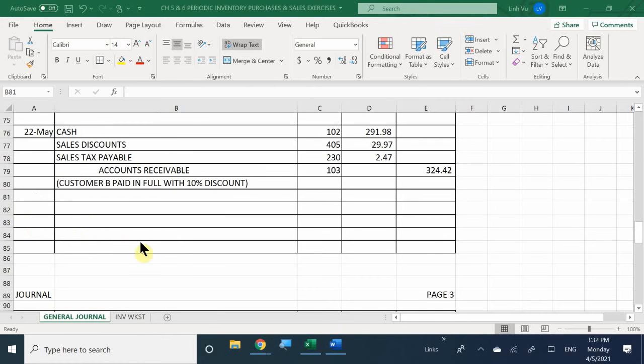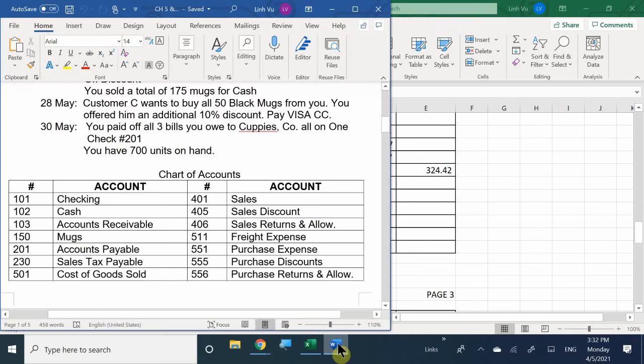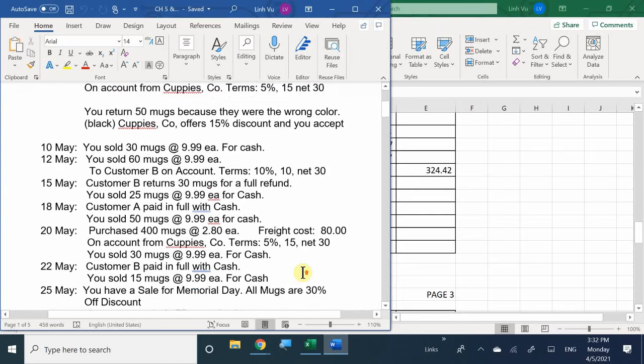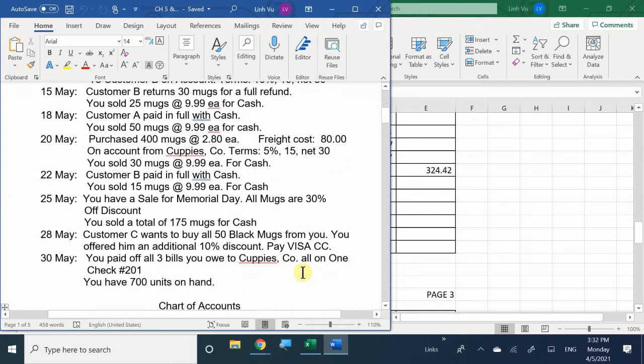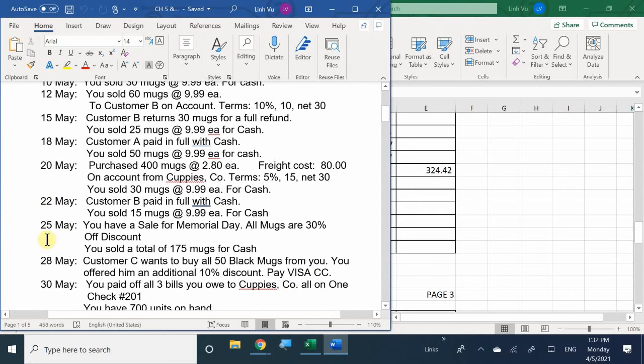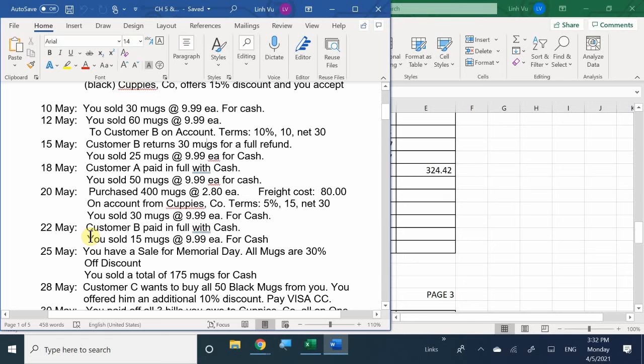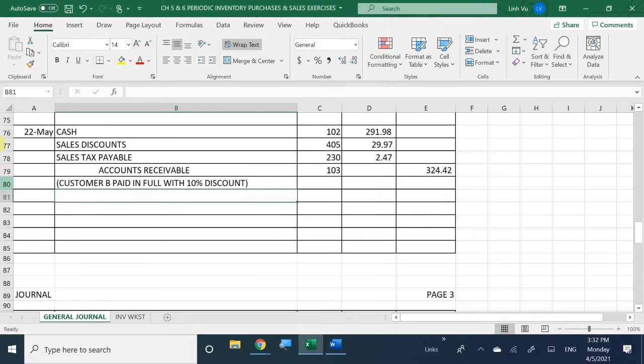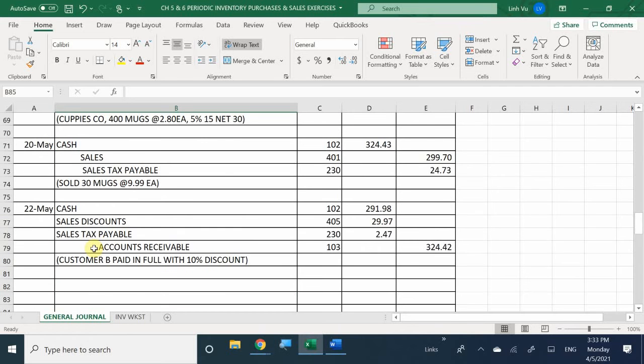Okay. So we're close to reaching the bottom of our page 2. So let's go ahead and see what the next scenario is, what happened next. So on the 22nd of May, what else did we do? For $9.99 for cash. Okay, let's see if we have enough. We got cash, sales, sales tax, and description. So yes, we do have enough for this transaction.